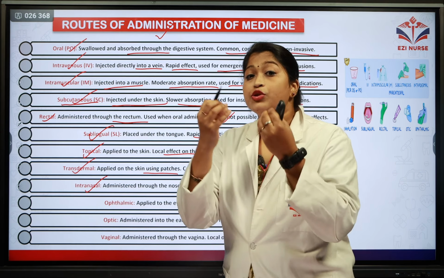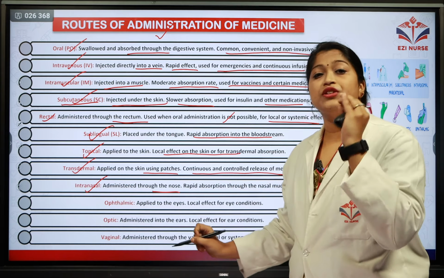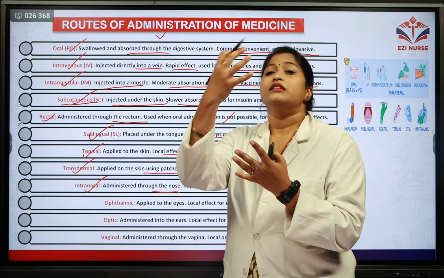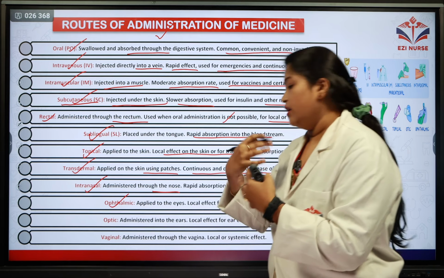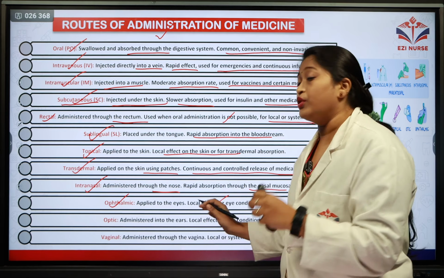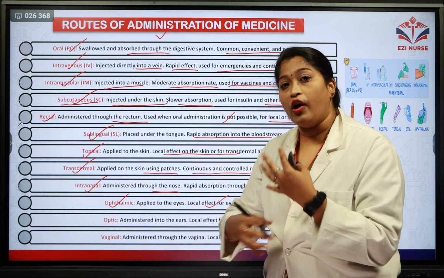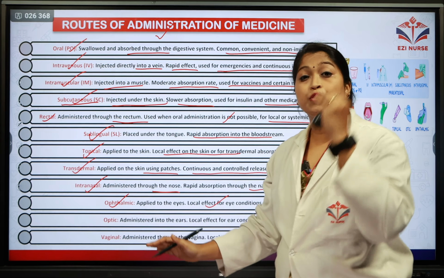The next route is intranasal. The name itself is saying, to the nose, administering through the nose for rapid absorption through the nasal mucosa. So through the nasal mucosa, there is absorption of the medication. Next route is ophthalmic. So here the medications are applied into the eyes for local effect on eye conditions. So for any kind of eye conditions or abnormalities, we give the medications to the eye.